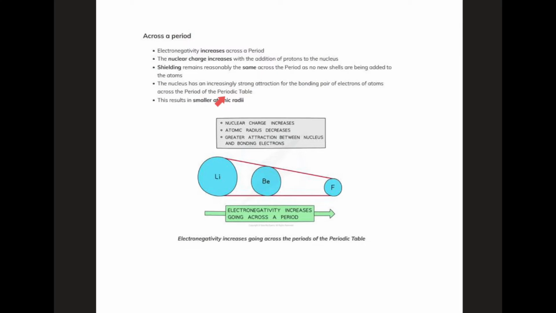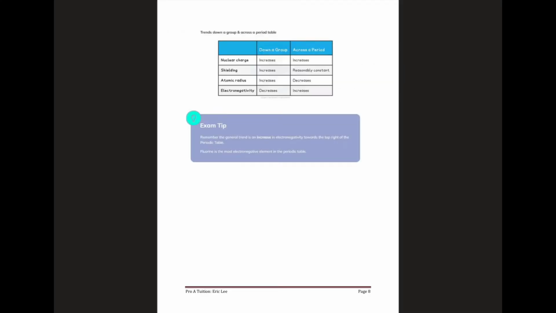When you look at the explanation here, remember three keywords. Nuclear charge, how is it? Increase. Shielding, how is it? Same. Atomic radii, how is it? Smaller. And then you can conclude that the electronegativity increases. So three factors: nuclear charge, shielding, and atomic radii. Okay, let's move on.